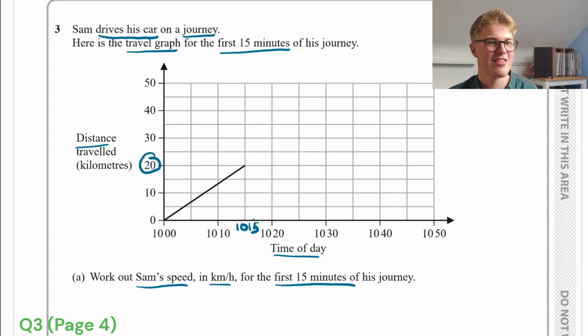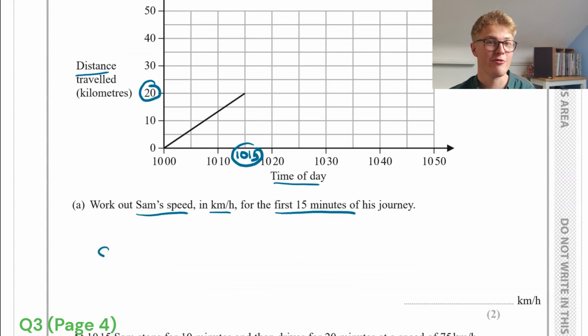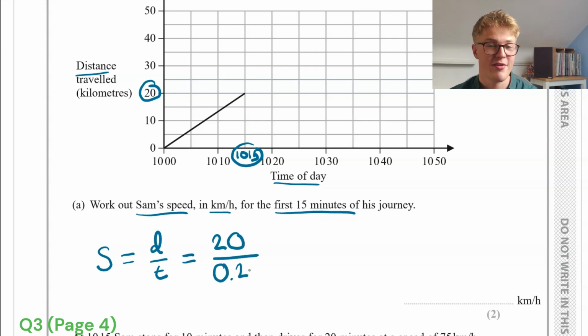Because we have a distance-time graph, we need to look at the gradients to find the speed. So speed is equal to distance over time. We have the distance of 20 kilometres travelled in the first 15 minutes, and 15 minutes is 0.25 of an hour, a quarter of an hour, okay?